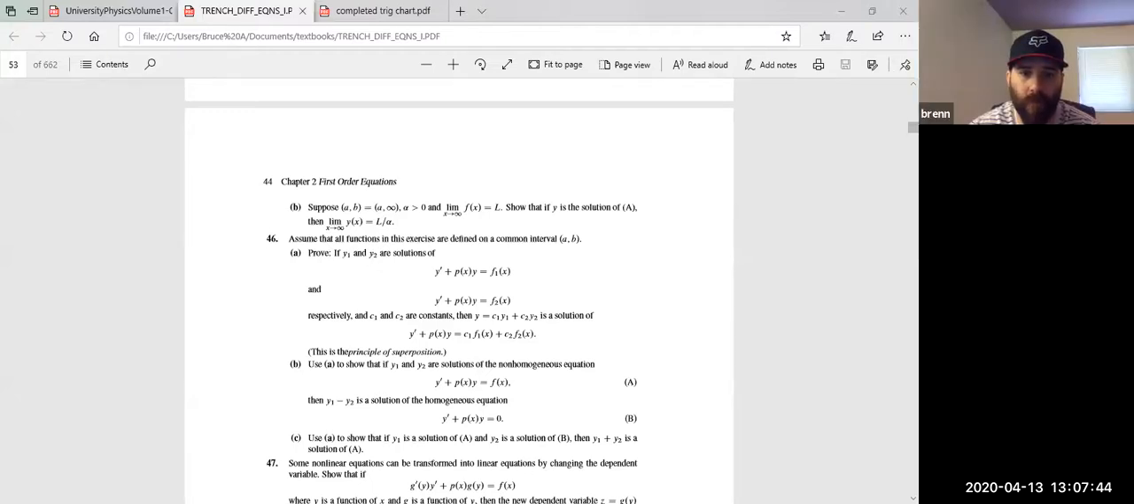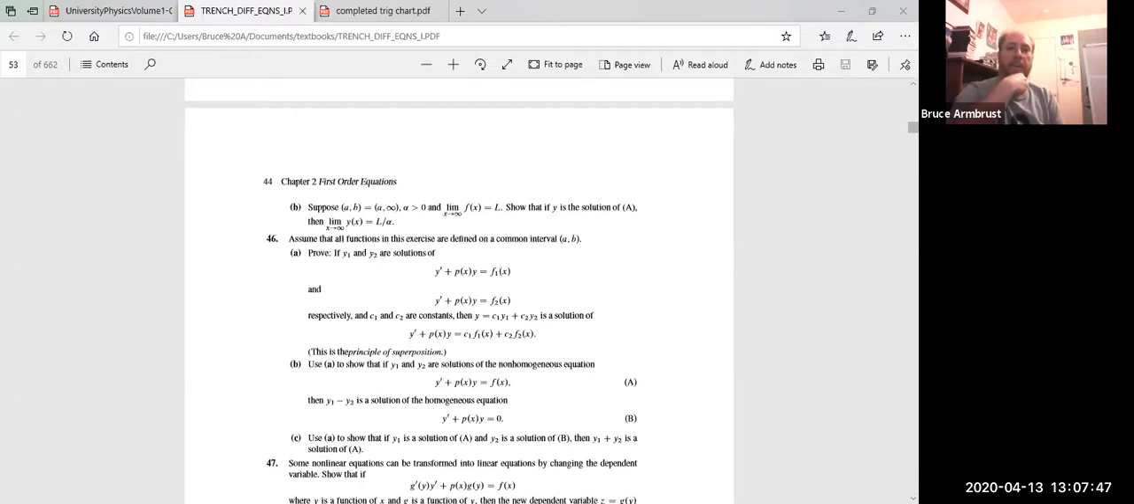So we've got, assume that all functions are defined on the interval AB. If y1 and y2 are solutions of these two independently, show that the linear combination of them is a solution to this other differential equation. And then the second part is to show that if both are solutions to the non-homogeneous, then their difference is the solution to the homogeneous. And then use the first part to show that if y1 is a solution of a non-homogeneous and y2 is a solution of a homogeneous, then y1 plus y2 is a solution of the non-homogeneous.